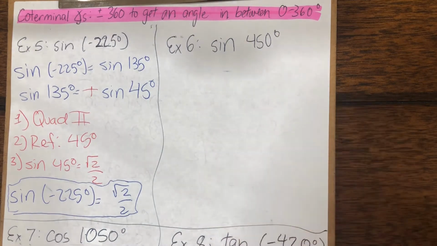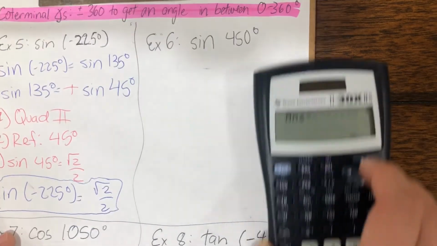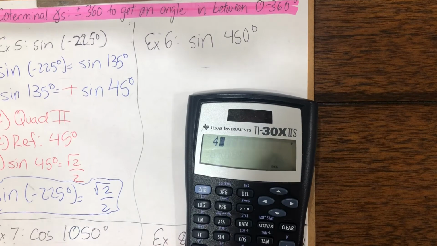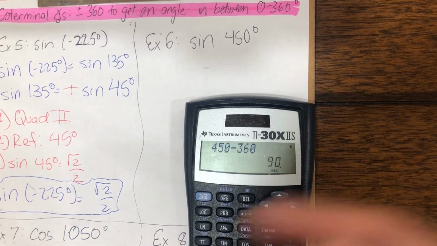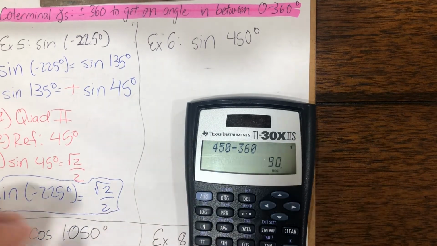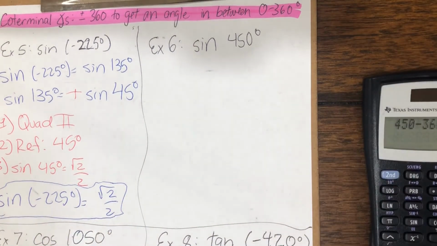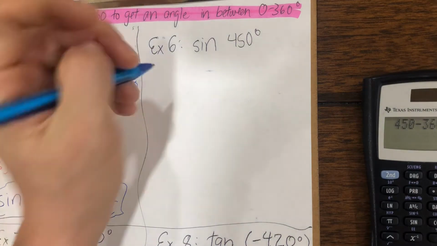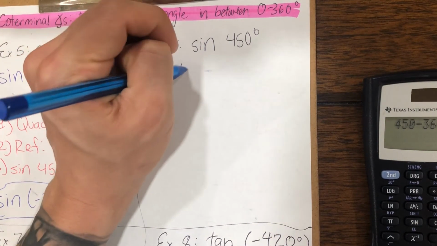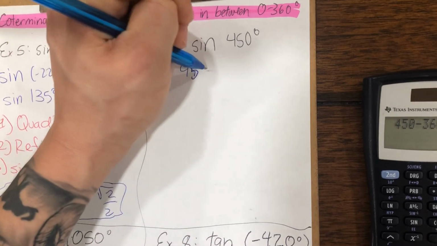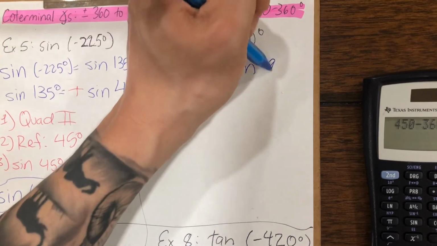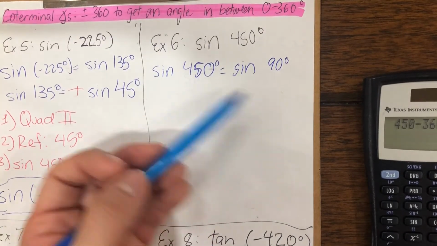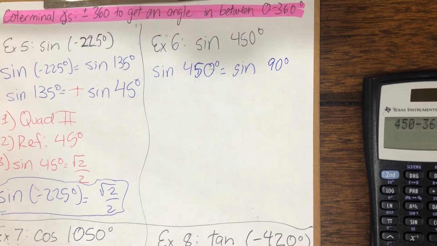If you said subtracting 450 by 360, then you're absolutely right. So we have 450 degrees. Subtract 360, I get 90 degrees. So I actually get a quadrantal angle measurement. So sine of 450 degrees is exactly the same thing as evaluating sine of 90 degrees. Remember, these two are coterminal angles. They share the same exact terminal side.